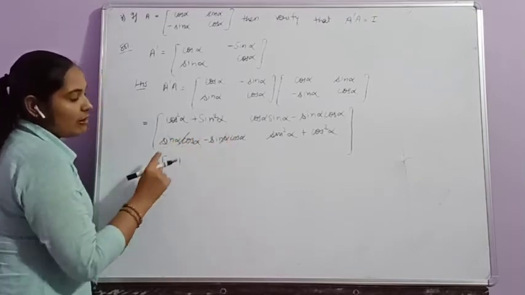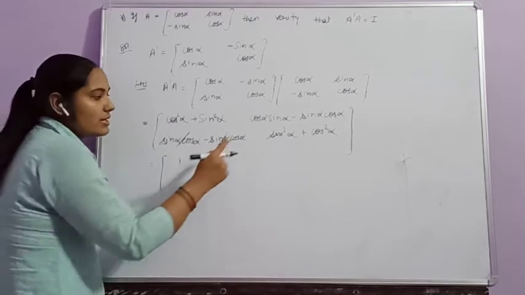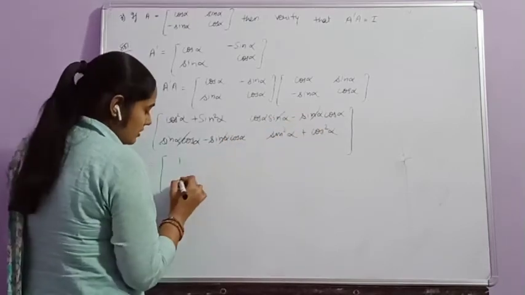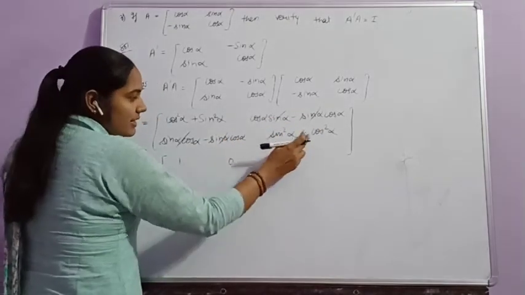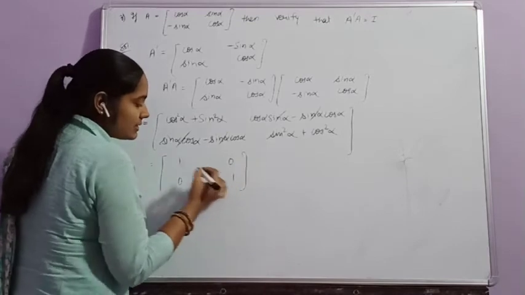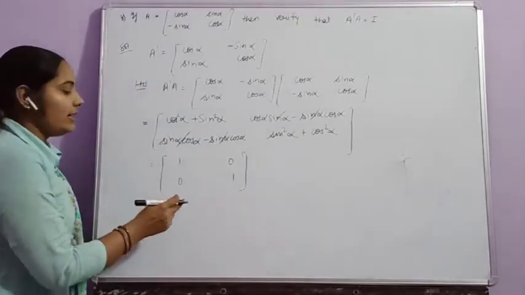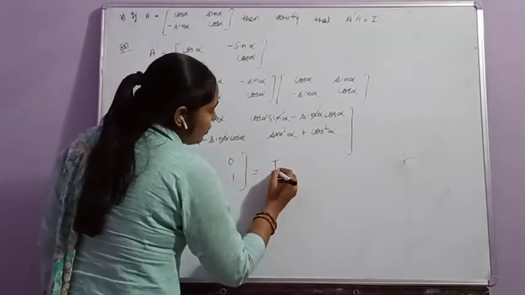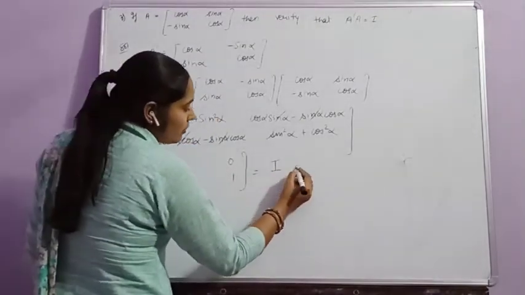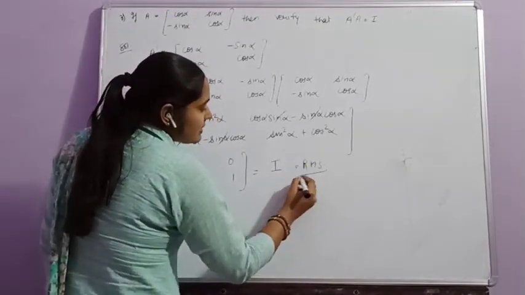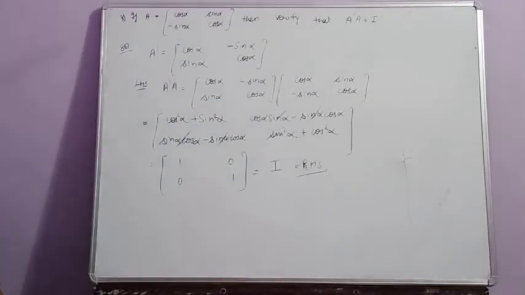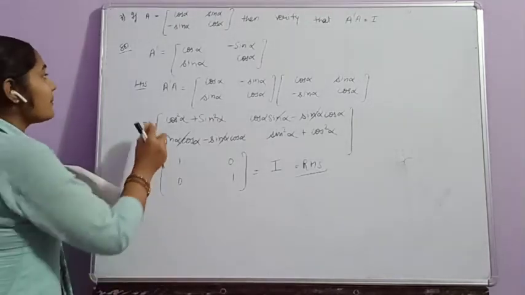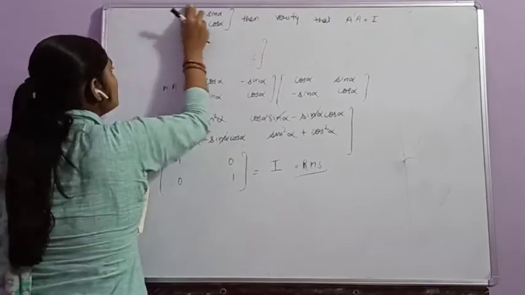Sin alpha cos alpha minus sin alpha cos alpha cancel out. Similarly it will cancel out. So both are 0. Sin square theta plus cos square theta is equal to 1. And you know that it is the identity matrix of order 2. So it is equal to the right hand side. Clear? So it is proved that the multiplication of A transpose and A matrix is equal to the identity matrix. Clear? Next question.